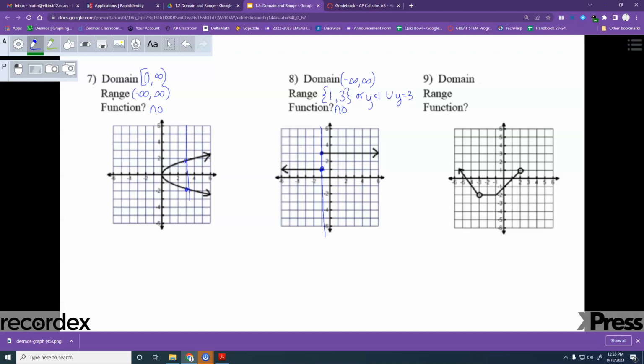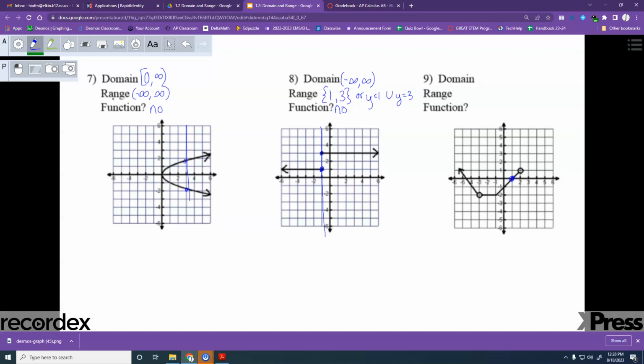All right, let's look at 9. Who thinks they have it for number 9? Let's see. Sawyer, what do you think about number 9? For domain. No, so I don't have a positive one in it. What point are you looking at when you get that positive one? This one right here? Okay.